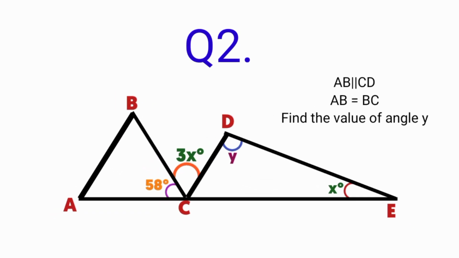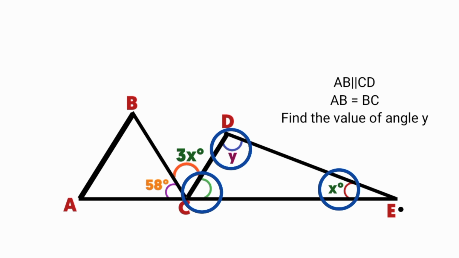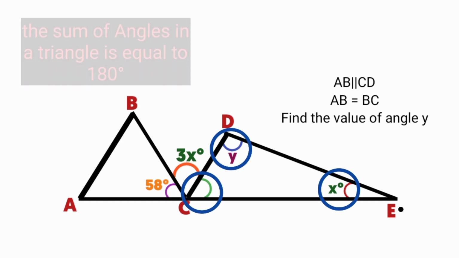In this question, we are asked to find the value of angle y, and line AB is parallel to line CD, and also AB is equal to BC. So they say find the size of the angle y. From triangle CDE here, if you look, this angle and this one are supposed to be equal to 180 degrees if you add them up together.